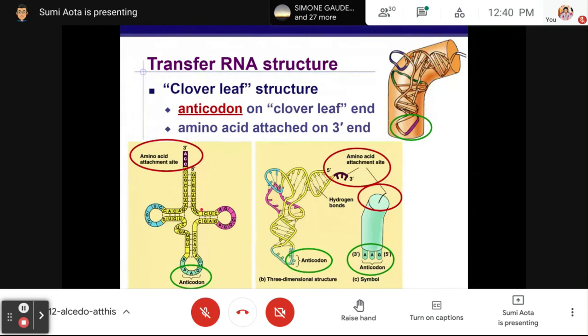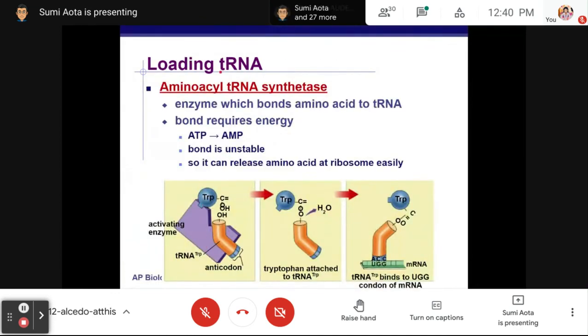And that attachment is done by this particular enzyme. This purple activating enzyme is called aminoacyl tRNA synthetase, because what it does is it synthesizes the link between an amino acid and the transfer RNA. So this is the enzyme which bonds the amino acid, in this case TRP, to transfer RNA. So the transfer RNA is held in place. You notice that there's a hydroxide here and a hydroxide here, which means you can do a condensation reaction, right? So you can remove water here. When you do, you're going to form a bond here.